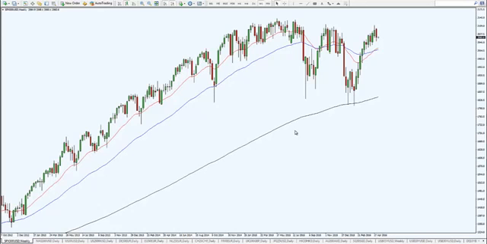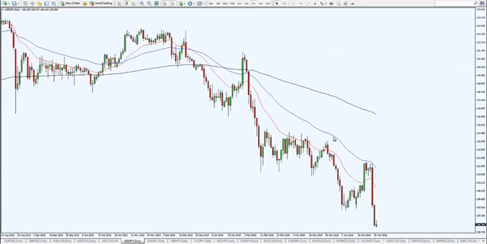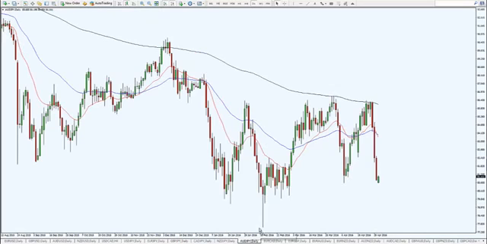So shall we do one more example? Shall we? Yes or no? Yes. So let's do one more. Let's say, what else can we look for? How about this? Aussie yen. Same principle, my friend.